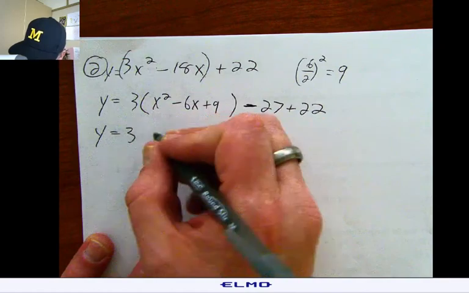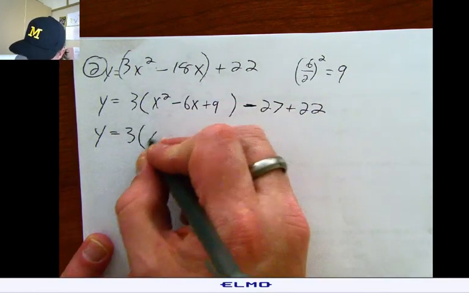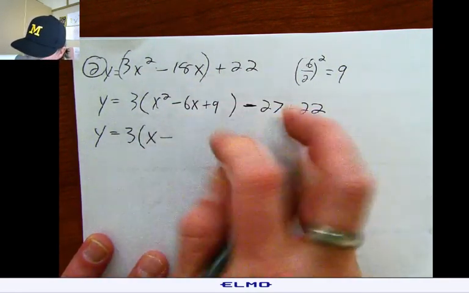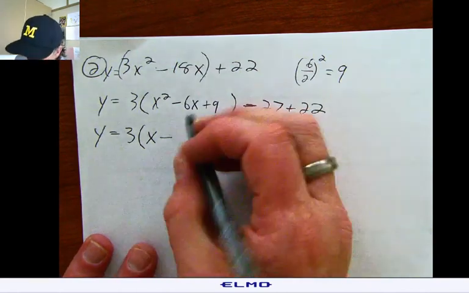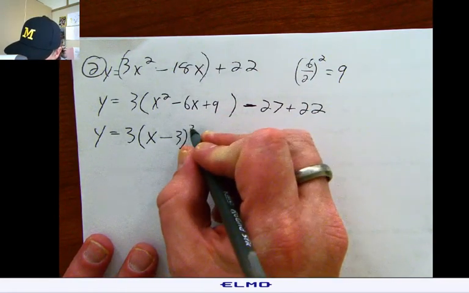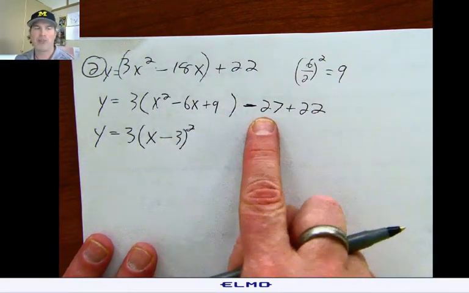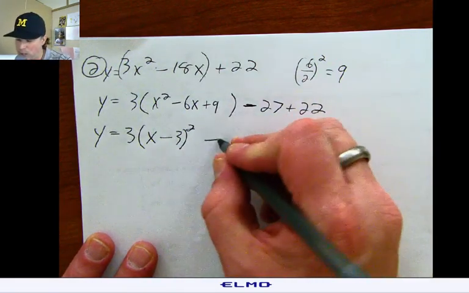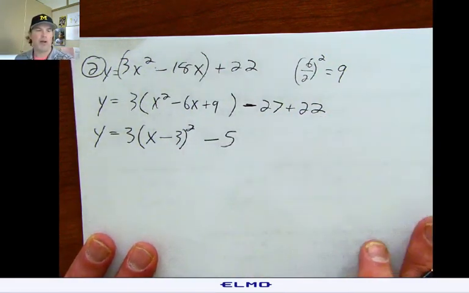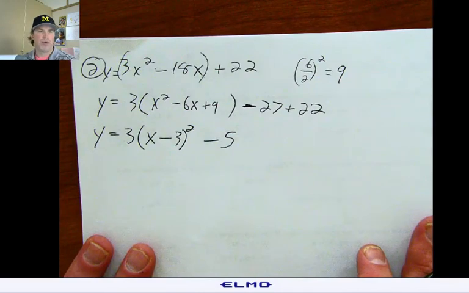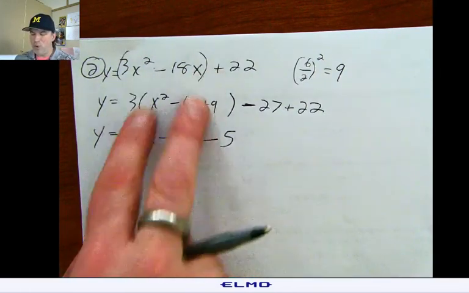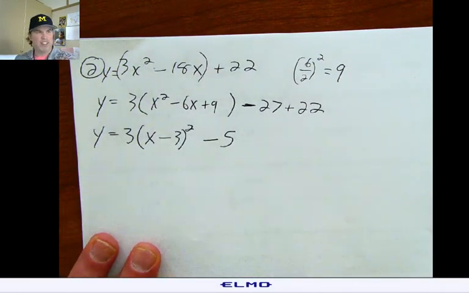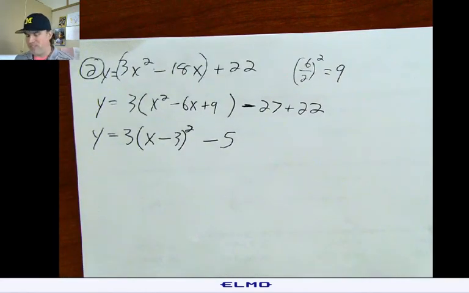Finish it off. The 3 is part of your answer. X minus the square root of 9, which is 3. So this becomes x minus 3 quantity squared. And then negative 27 plus 22 is negative 5, and we are now in vertex form. So it's just 2 extra steps. If you're able to do the a equals 1 case, these 2 extra steps should make it doable for you.